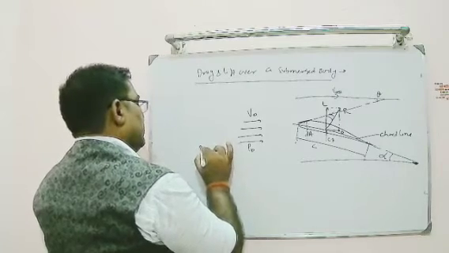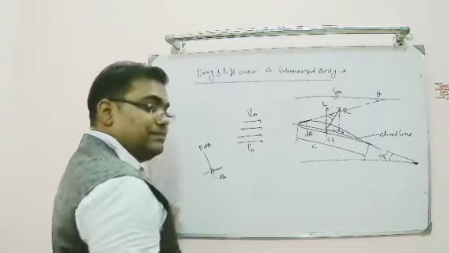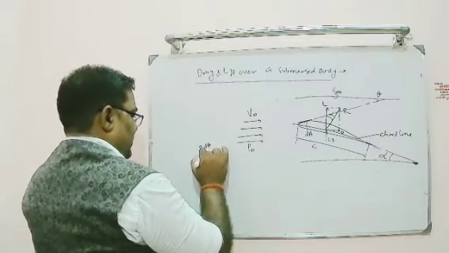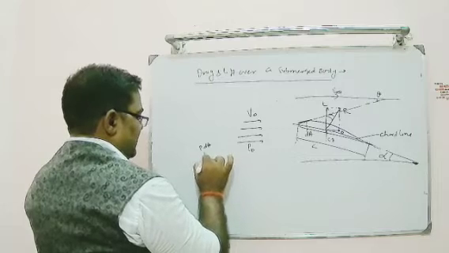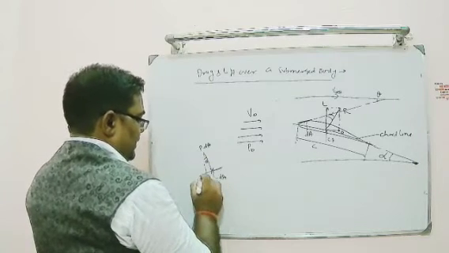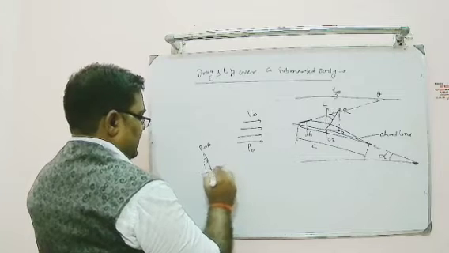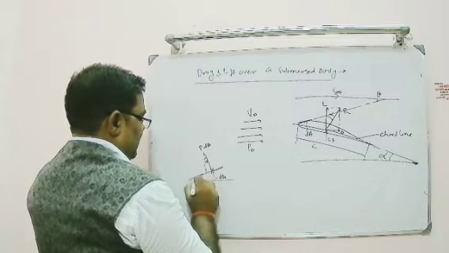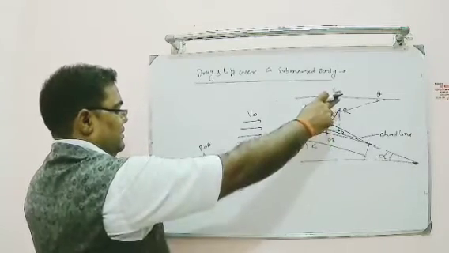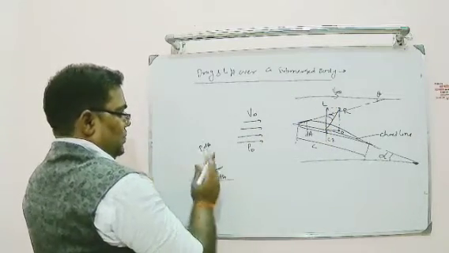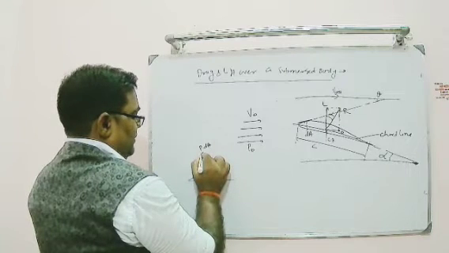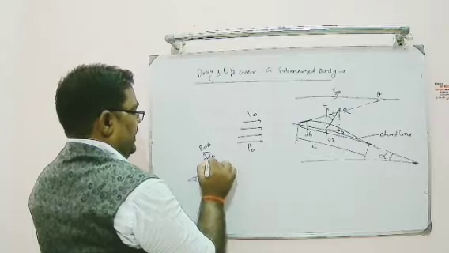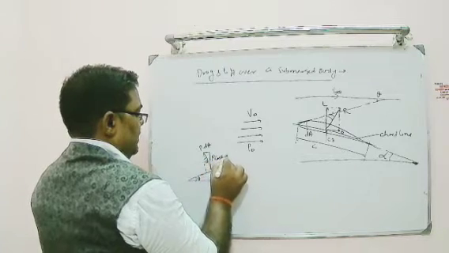So P into dA is the pressure force, right? If I draw a horizontal line perpendicular, this angle is also theta. And if I extend this area and draw a horizontal line here, this is theta, like I mentioned there. So the cos component of this will come like this, perpendicular to this. This is called P cos theta dA.